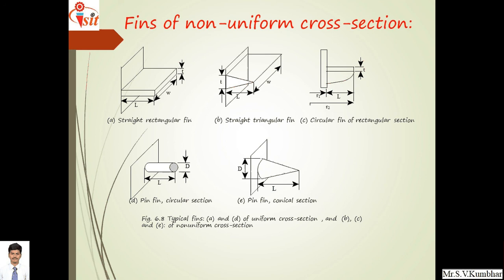Now there are so many types of fins, but a few fins are listed here. First one is the rectangular fin, where the cross sectional area is rectangular. Then the straight triangular fin, where the area is triangular and the fin is straight. Then the circular fin with rectangular section, here it is a circular fin but at the end it's a rectangular section. Next the pin fin, which is in cylindrical form, that is circular in cross section, and the pin fin with conical end.